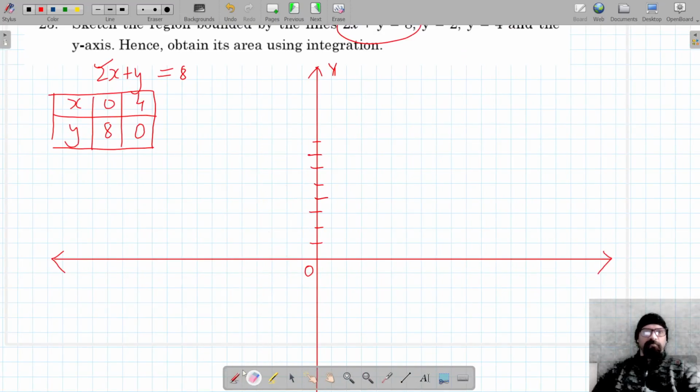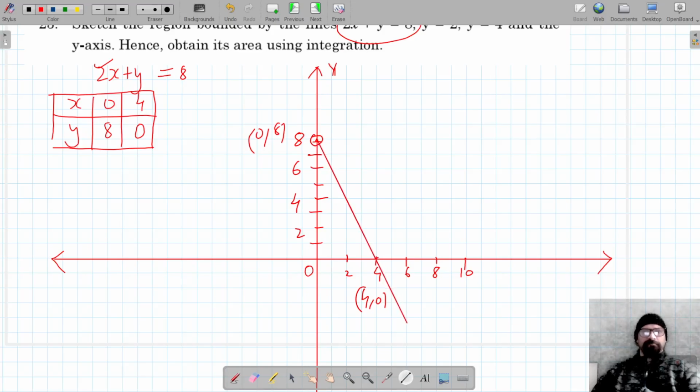And let me take a scale of 2. So this is 2, 4, 6, and 8. And then it's 2, 4, 6, 8, and 10. Now 0, 8 is here. So this is 0, comma 8, and then 4, comma 0 is here. This is 4, comma 0. And okay, so this is 2x plus y is equal to 8.